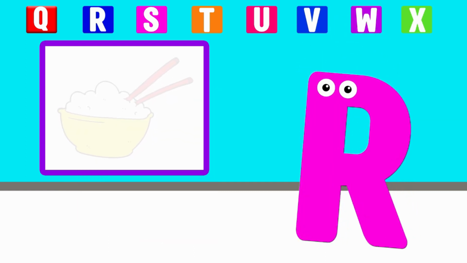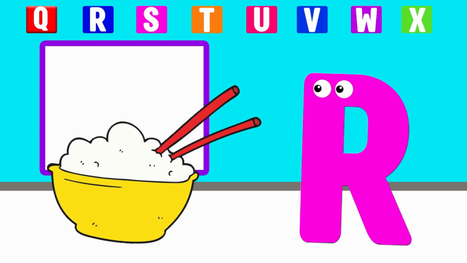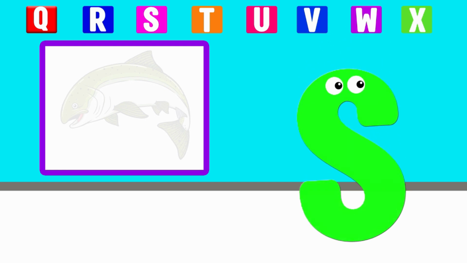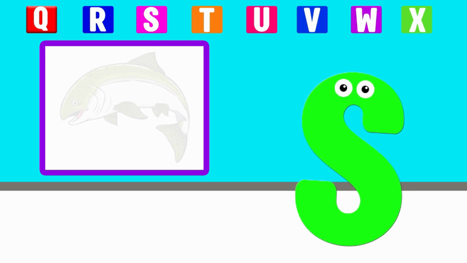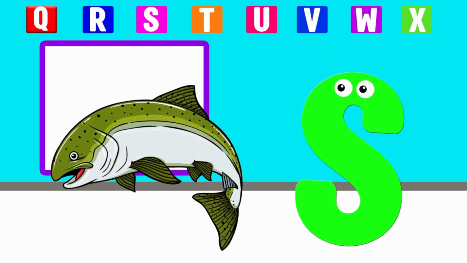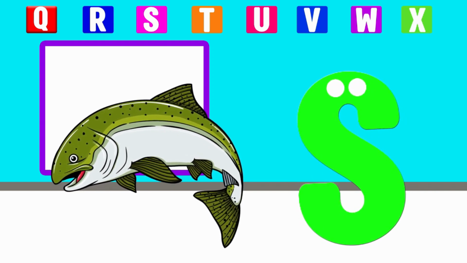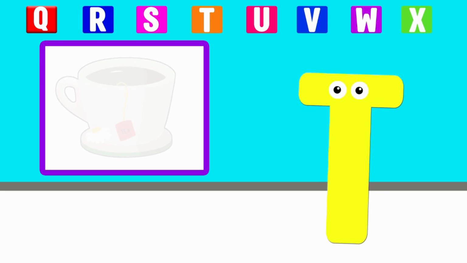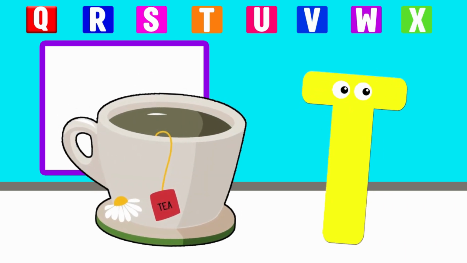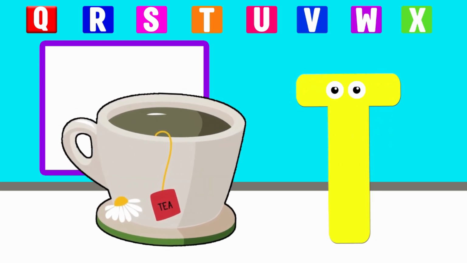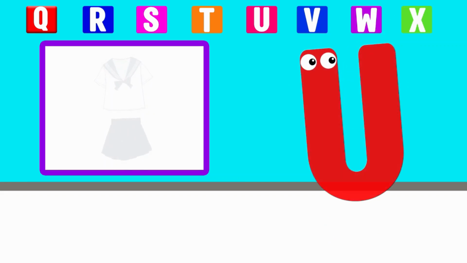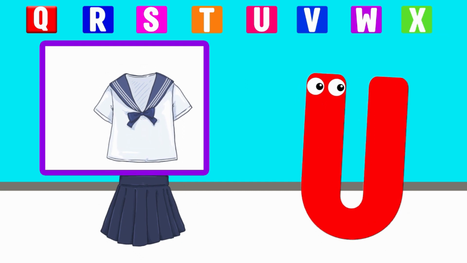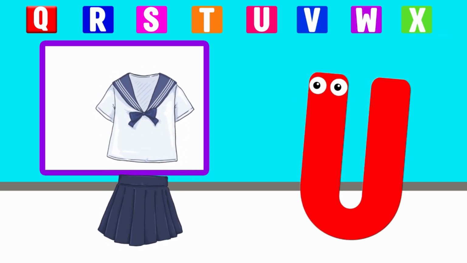R. R for rice. S. S for salmon. T. T for tea. U. U for uniform.